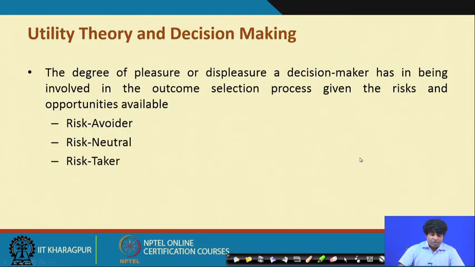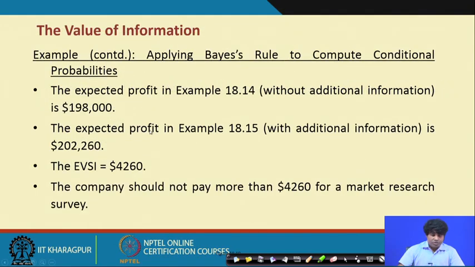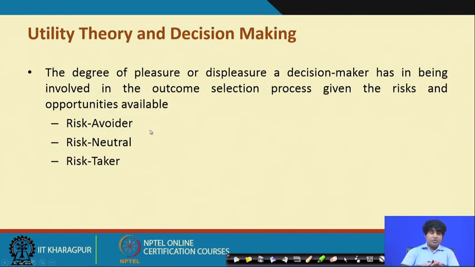This is another problem. Connecting to this value of information, the next component which you can connect to this decision analytics is utility theory, and how utility theory can be applied in the decision making process, and that too under the decision analytics structure. First of all, what exactly is utility theory? It is the degree of pleasure or displeasure a decision maker has in being involved in the outcome selection process given the risks and opportunities available.